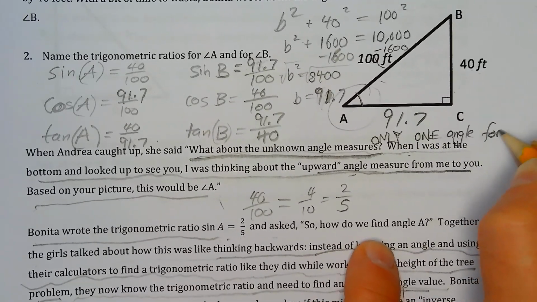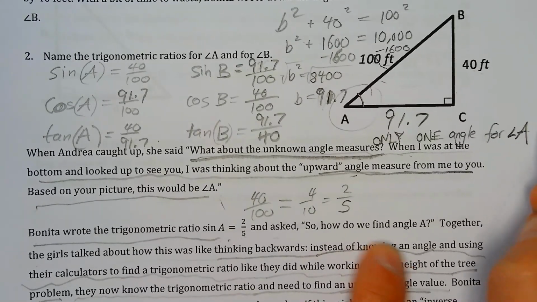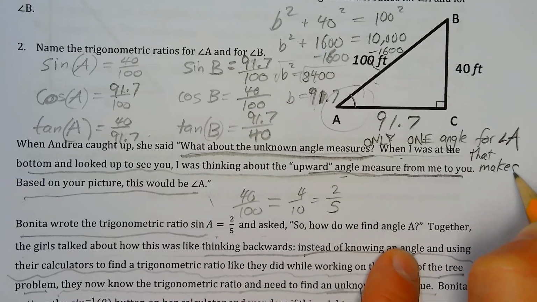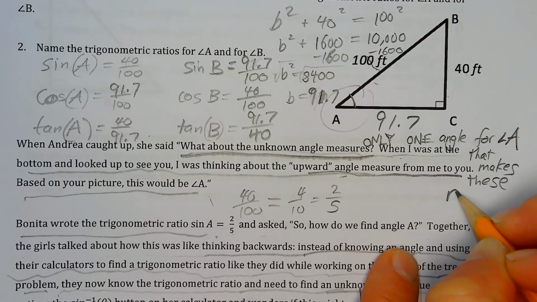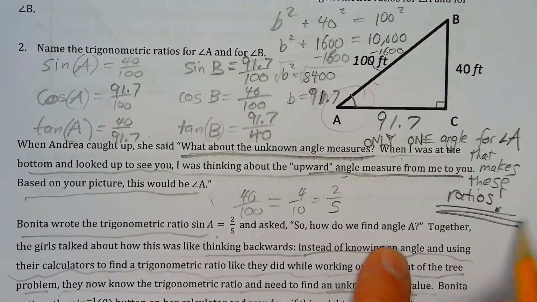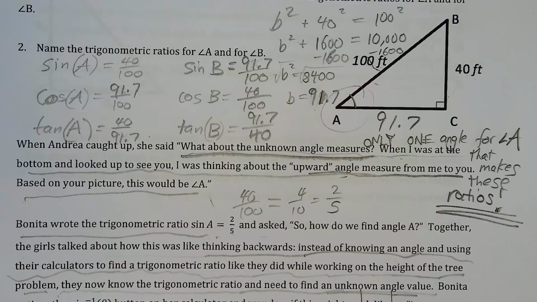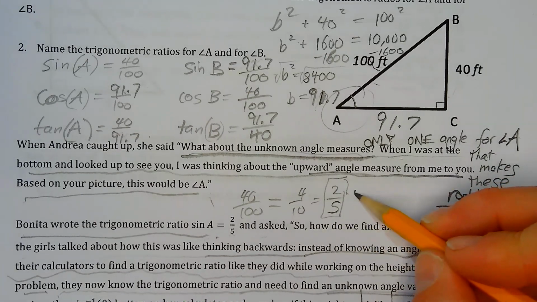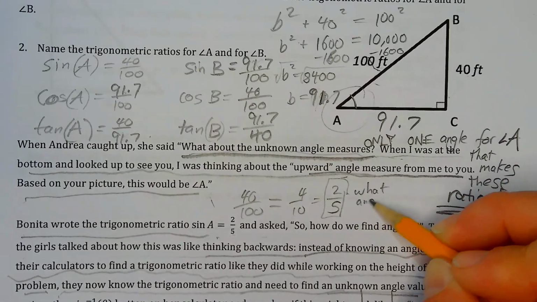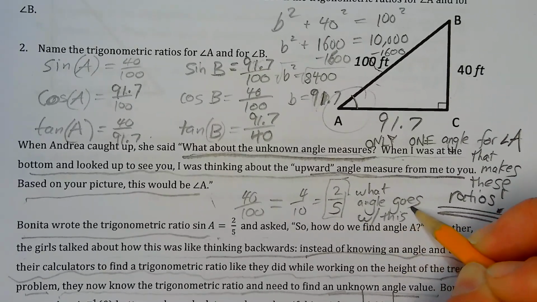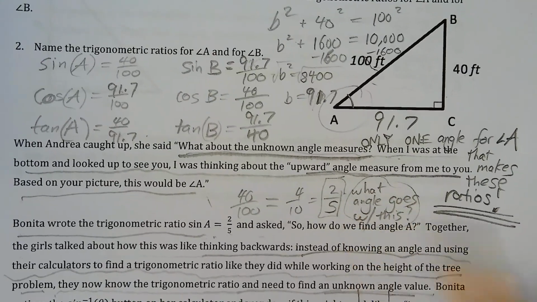for angle A that makes these ratios. So if only we had a big book of ratios, we could look up this ratio, 2/5, and we could figure out what angle goes with this. What angle goes with 2/5?